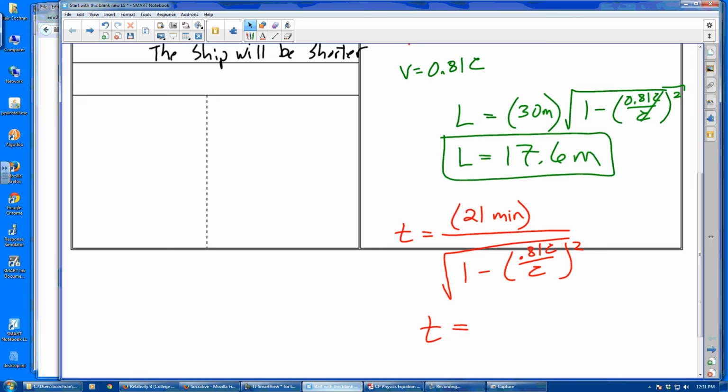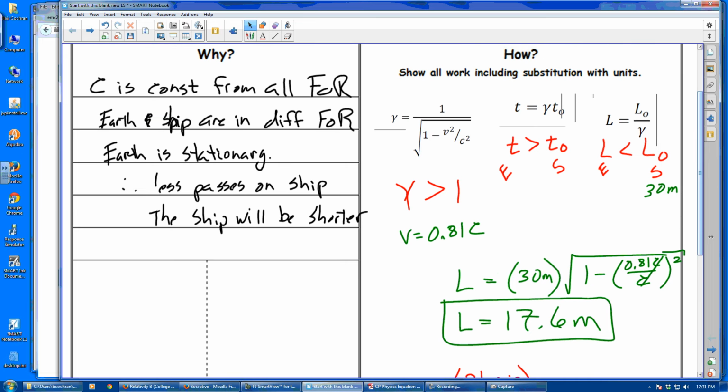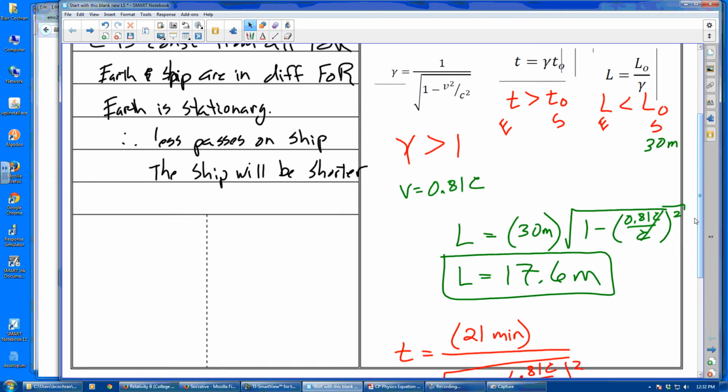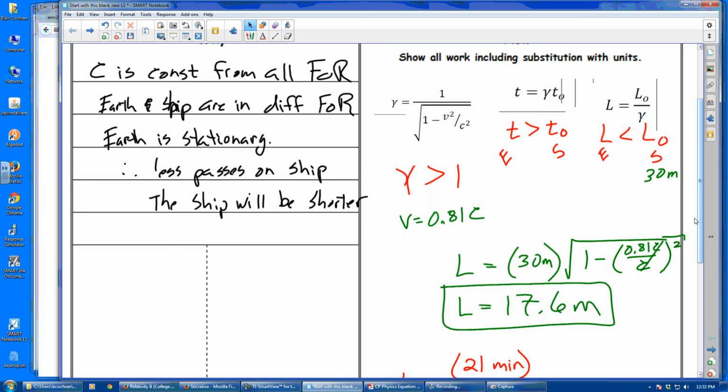Well, remember, time is T equals Lorentz transformation times T naught. For the length, it's L equals L naught divided by the Lorentz transformation. That's why here I end up with them multiplied together, the number multiplied by the square root. That's our factor to tell us how to get from one frame of reference to another frame of reference.